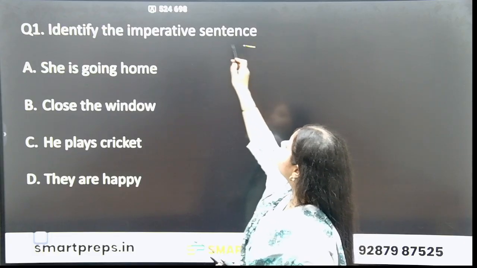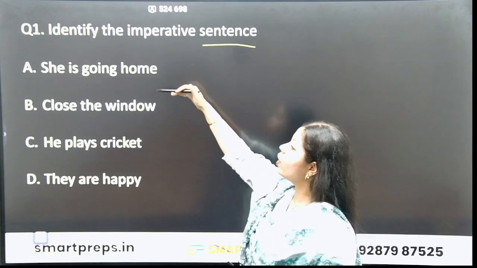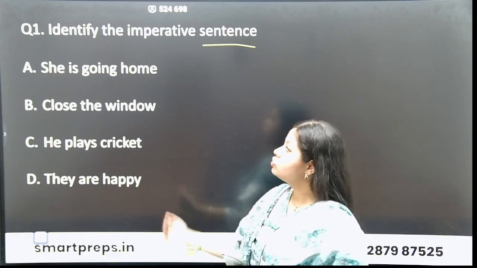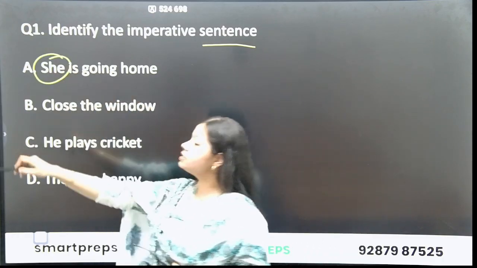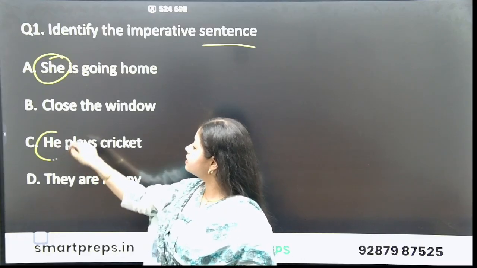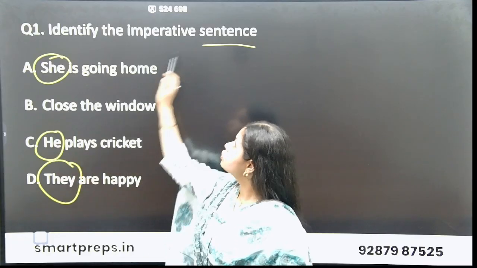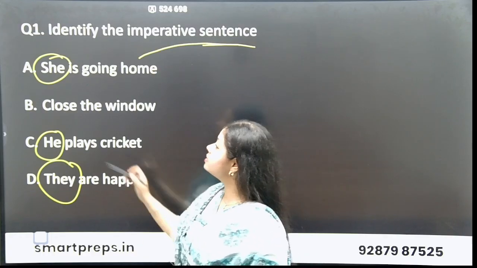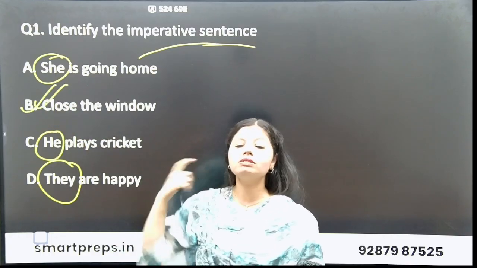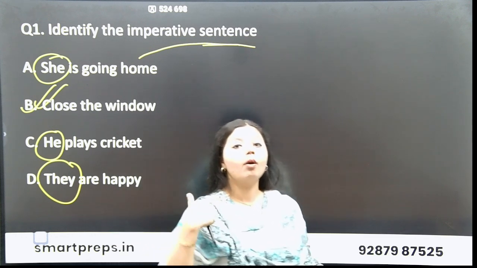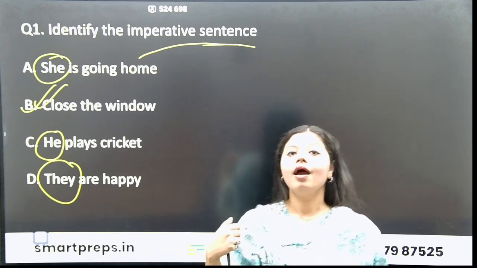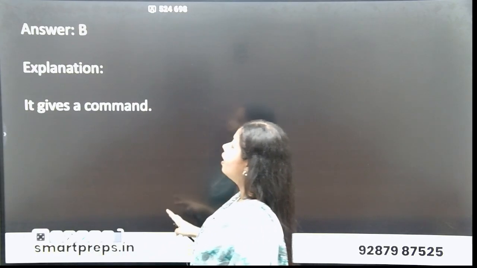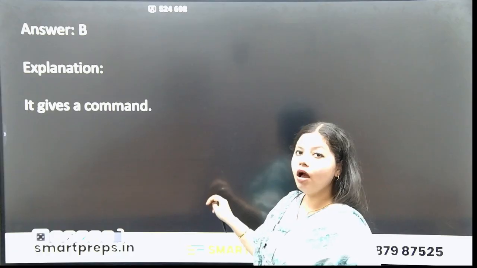Identify the imperative sentence. She is going home, close the window, he plays cricket, they are happy. So here the subject is there in: she is going home, he plays cricket, they are happy. So identify the imperative sentence means where there is no subject. So the answer is close the window, where there is no subject, as well as when we are issuing a command, issuing an order or offering advice. So close the window is the answer. Explanation, it gives a command.